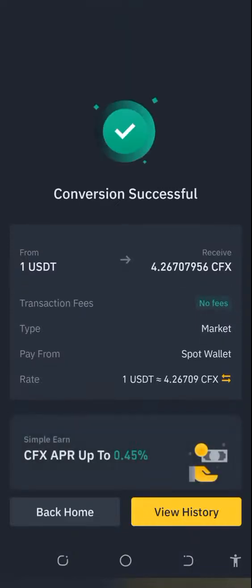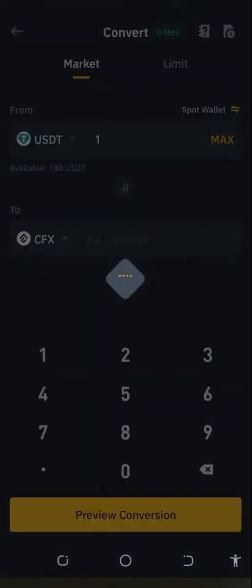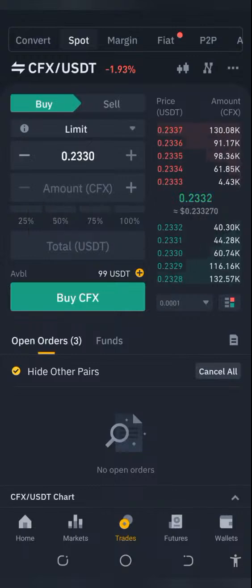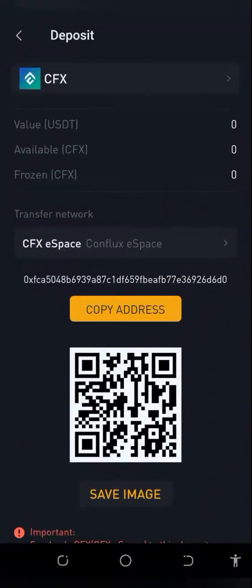So what do we have? We've got 4.26 CFX. Okay. Let's go ahead and do this. We're just risking $1. That's fine. So we have $99 left. Next, we have to get the withdrawal address. It's currently CFX eSpace. So we're just testing this out. If this works, keep your fingers crossed, we're coming back to do this trade live.